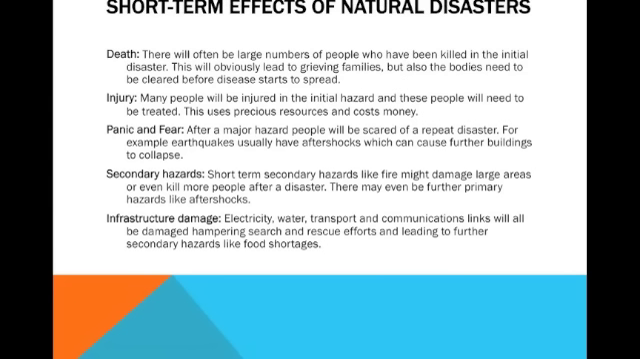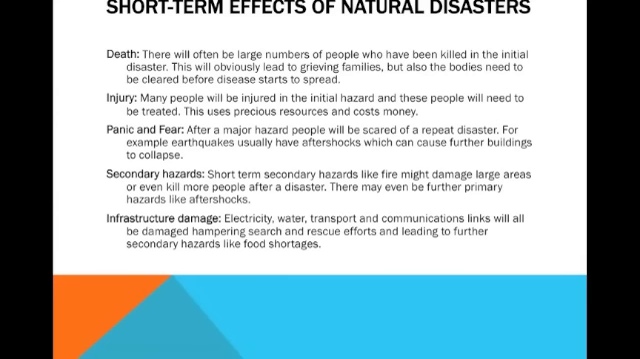So, short-term effects of natural disasters. Death. There will often be large numbers of people who have been killed in the initial disaster. This will obviously lead to grieving families, but also the bodies need to be cleared before disease starts to spread. Injury. Many people will be injured in the initial hazard, and these people will need to be treated. This uses precious resources and costs money.